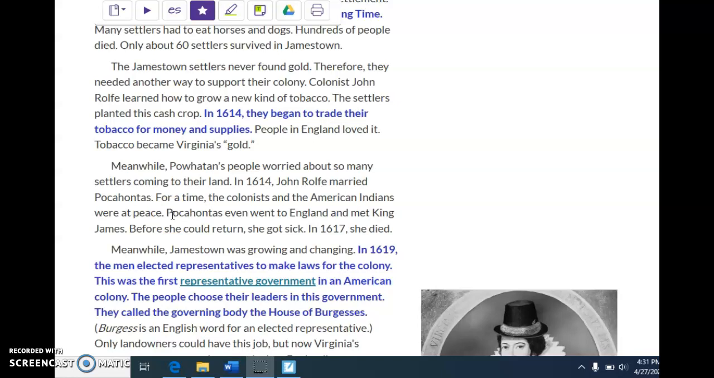Before she could return, though, she got sick in 1617 and she died. That's part of the plot of that Pocahontas 2, if you own that on DVD.